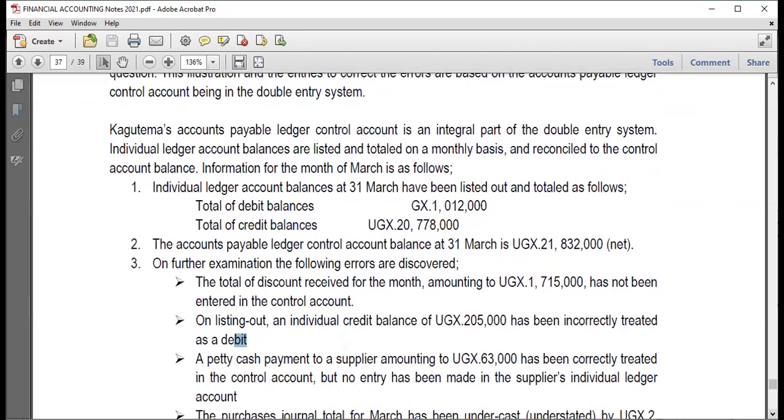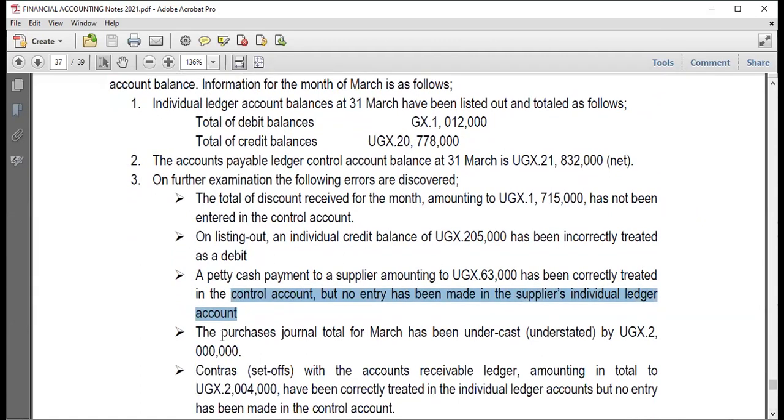And then they're telling us that a petty cash payment to a supplier amounting to 63 had been correctly treated in the control account, but no entry had actually been made in the supplier's individual ledger account, okay? Basically, they're like errors, okay? And then they are telling us that the purchases journal total for March has been undercast or understated by how much? By 200,000.